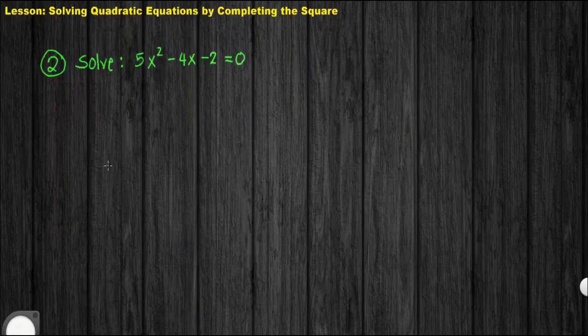Okay, for our second example, we have to solve for 5x squared minus 4x minus 2 equals 0. So, ang hanapin natin dyan yung value ng variable or yung solution natin. Okay, so let's apply the 5 simple steps in completing the square. So, ang unang step natin, we will divide the original equation to the first leading coefficient, which is yung 5. Okay? So, i-divide ko to both sides.